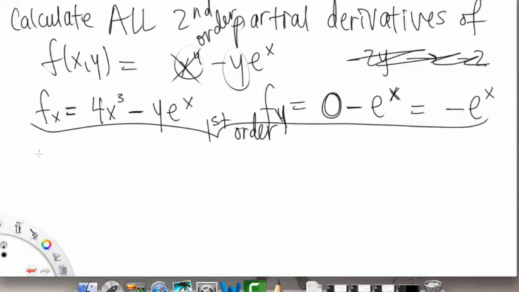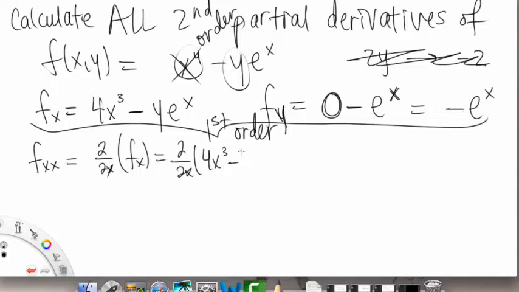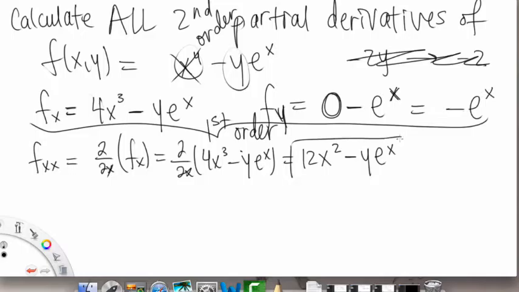Let's do the non-mixed ones first. So f sub xx is equal to the derivative with respect to x of that first derivative, so d dx of 4x cubed minus y times e to the x. If we differentiate, we get 12x squared minus, and the y just stays there because it's a constant, minus y times e to the x. Okay, so that's our f sub xx.